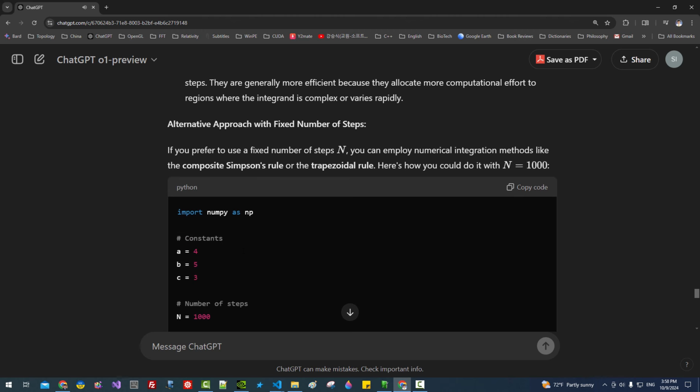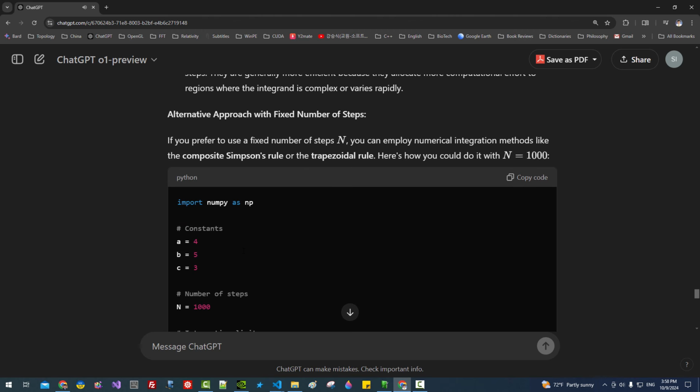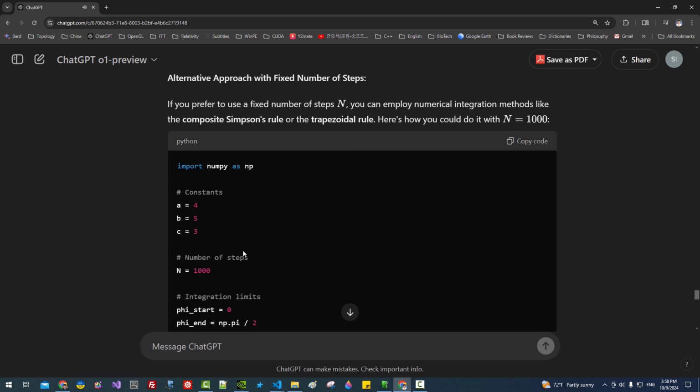Alternative approach with fixed number of steps. If you prefer to use a fixed number of steps, n, you can employ numerical integration methods like the composite Simpson's rule or the trapezoidal rule. Here's how you could do it with n equals 1000. Python: import numpy as np, constants a equals 4, b equals 5, c equals 3. Number of steps n equals 1000. Integration limits phi start equals 0, phi end equals 2 pi. Create an array of phi values equals np.linspace(phi start, phi end, n plus 1). Delta phi equals (phi end minus phi start) over n.